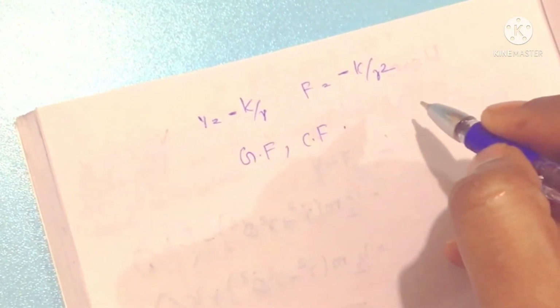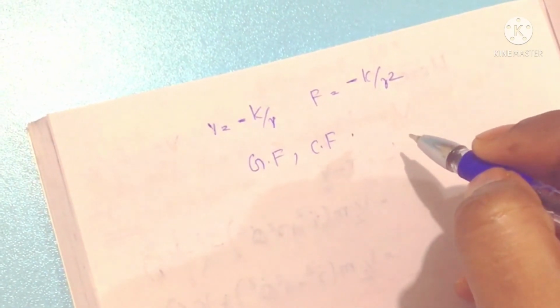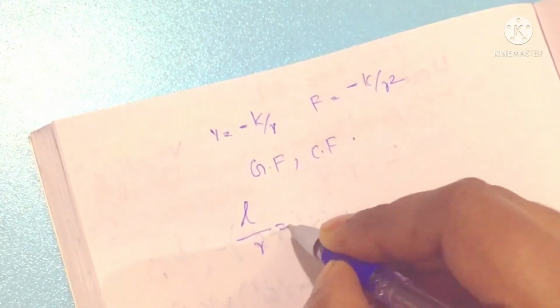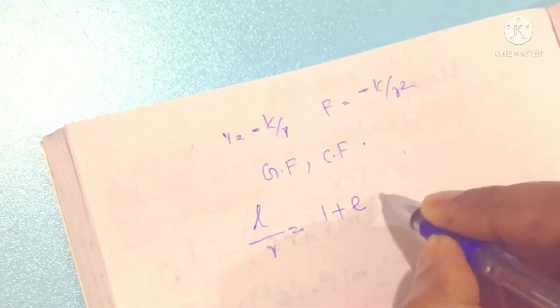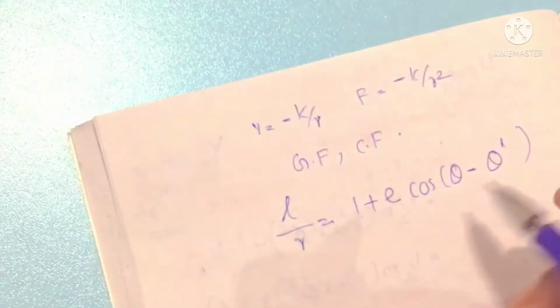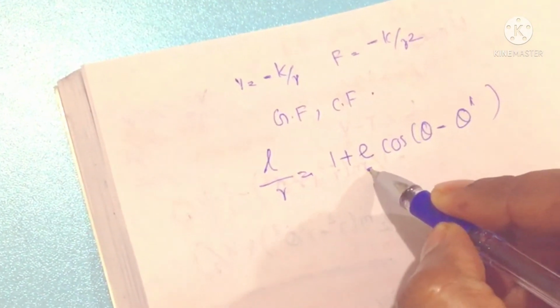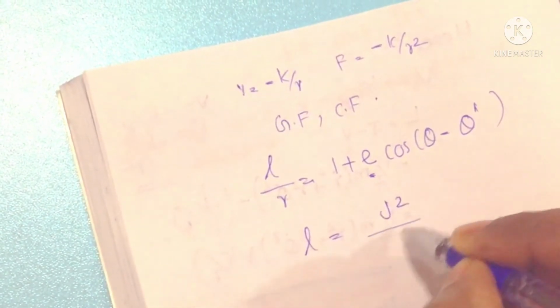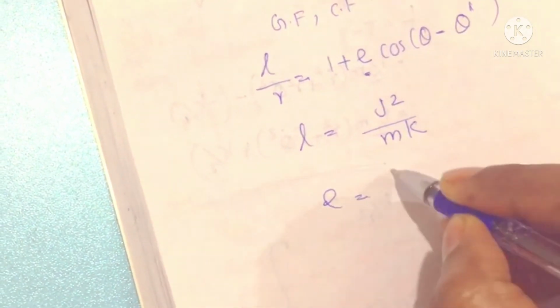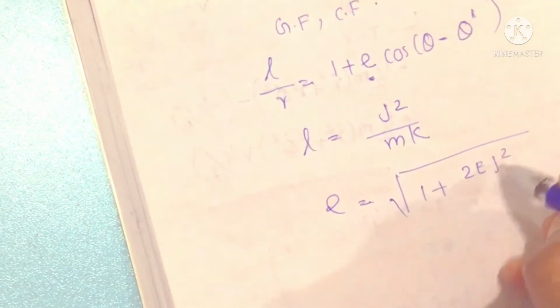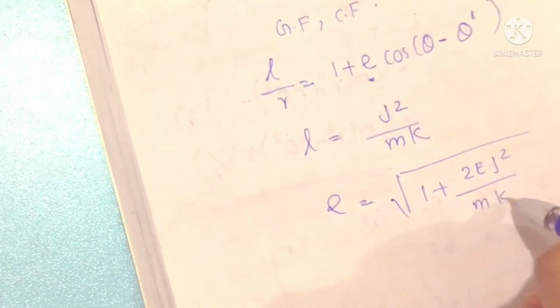When a particle moves under inverse square law of force, its orbit can be given by l by r is equal to 1 plus e cos (theta minus theta dash), where e is the eccentricity. Where we can write l is equal to J square by m k and e is equal to root of 1 plus 2EJ square by m k square.